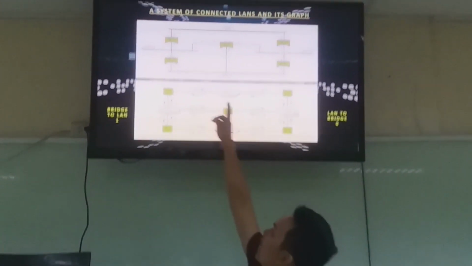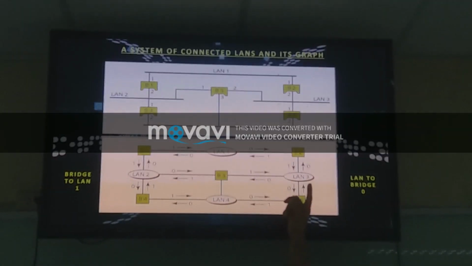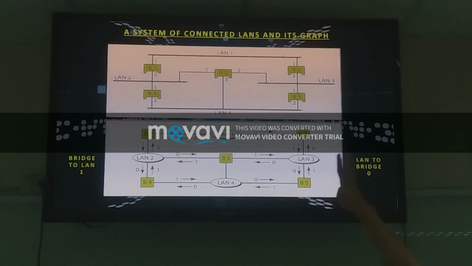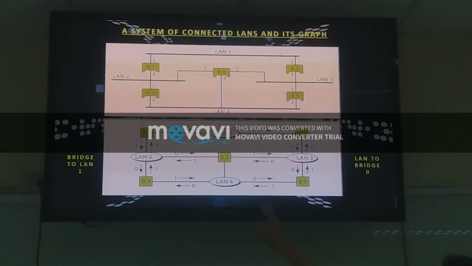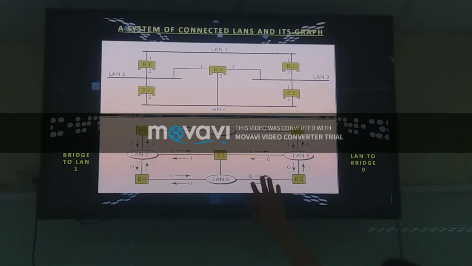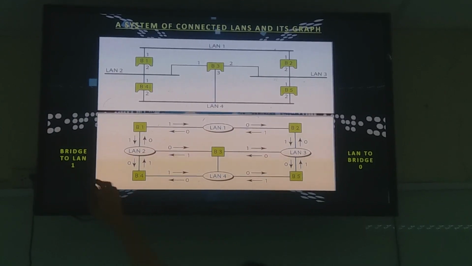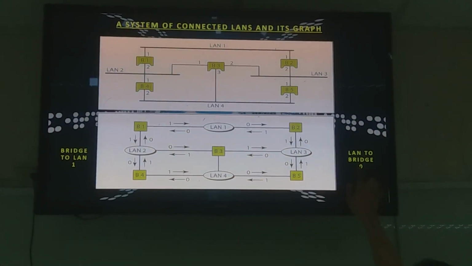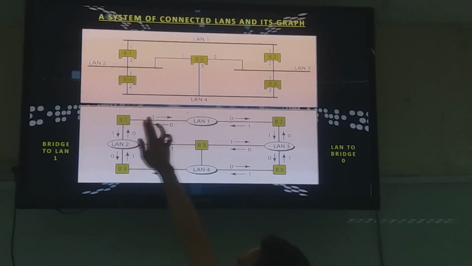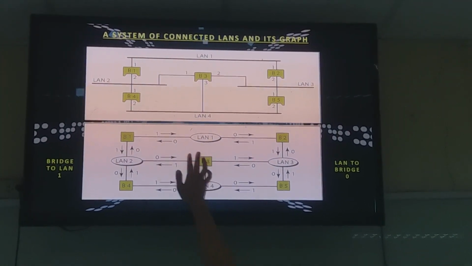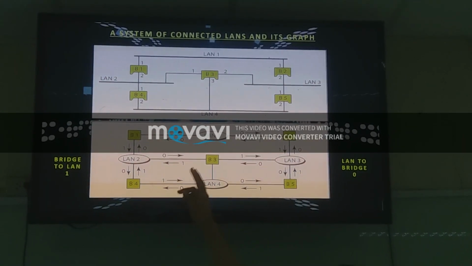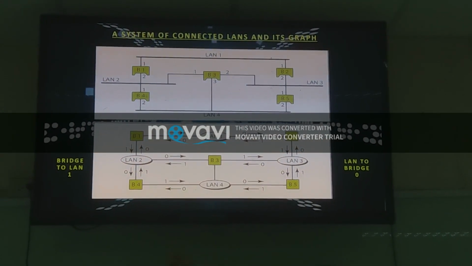Ito, makikita niyo dun sa taas, yun yung actual system. Yung connection ng bridge and LAN. 4 yung LAN, tapos 5 yung bridge. Tapos dito, makikita natin dito, from bridge to LAN, 1. Tapos, from LAN to bridge, 0. Bali kung bridge to LAN, 1 yun. Tapos, gagawin lang natin yun sa lahat hanggang makita natin, hanapin natin kung ano yung root bridge.